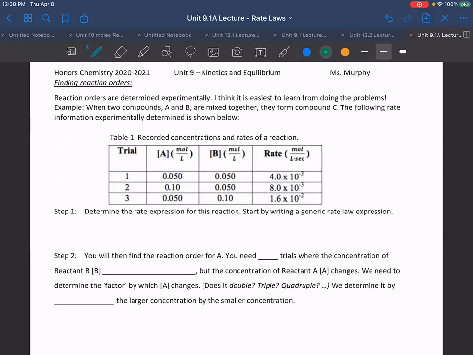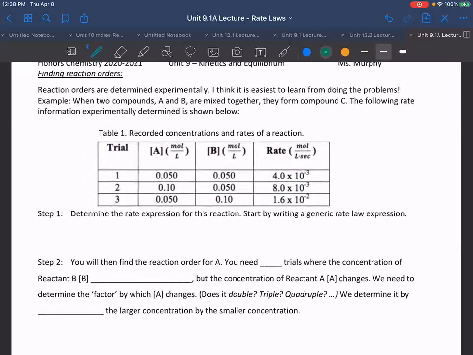So when we are determining the orders of the exponents of our reactants, we do this using experimental data. So you guys will see a lot of these tables that tell you, okay, we have multiple trials we did of the experiment. These are the different concentrations we used of reactant A. These are the different concentrations we used of B. And here are the rates that we got. And so when we mix these together, they form C. So we're going to pretend that we still have a generic equation that A plus B goes to C. This is what our representative equation is.